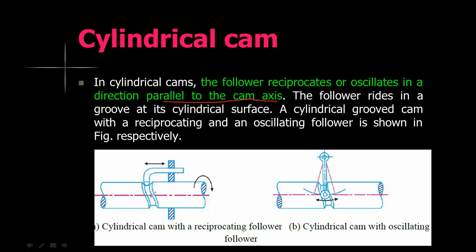Here the follower rides in a groove on its cylindrical surface. So this is a cylindrical cam, and the circumference of the cylinder has the groove. Inside the groove, the follower is fitted. When the cylinder is rotated, the follower may have an oscillating motion or a reciprocating motion. So this is about the cylindrical cam.